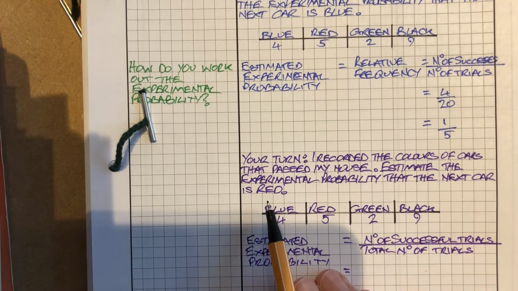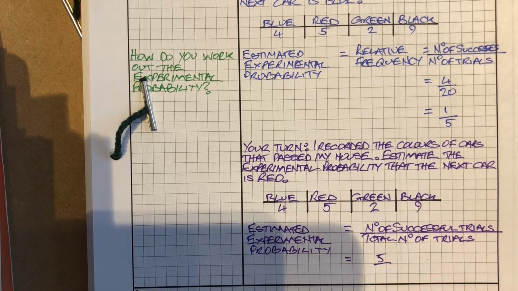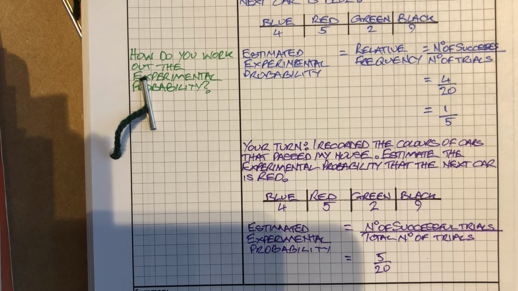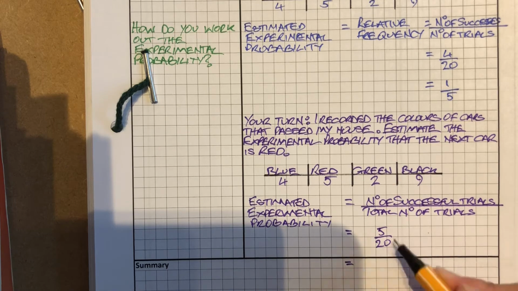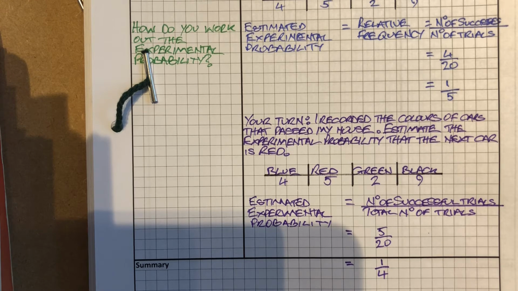So, how many cars were red? 5 out of how many cars were there altogether? We already know that's 20. 5/20. That's your relative frequency. That's your experimental probability. It will simplify. Both these numbers divide by 5, cancels down to 1/4. You'd expect 1 out of every 4 cars to be red. Now, it'll probably turn out to be a little bit different from that, but it'll be something along those lines.